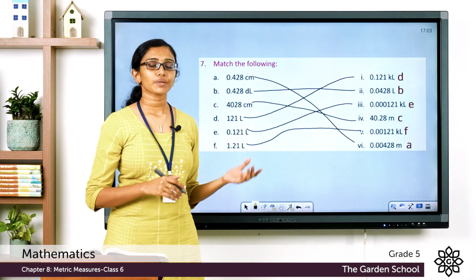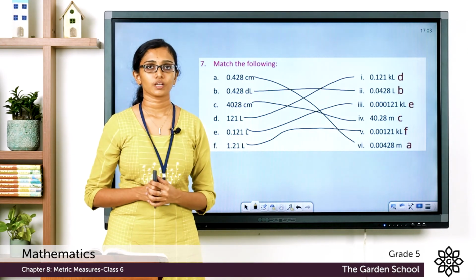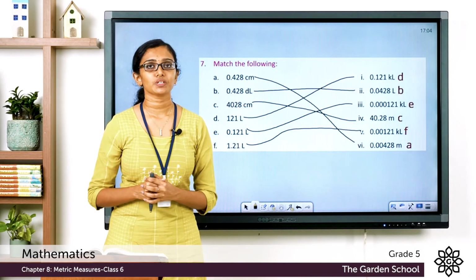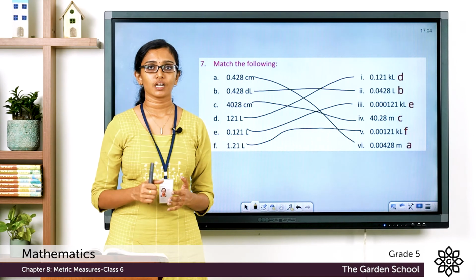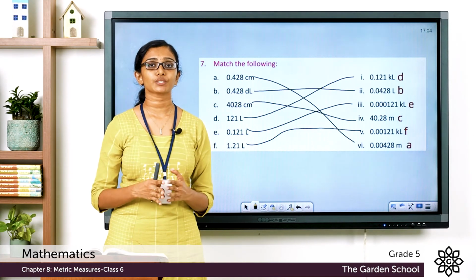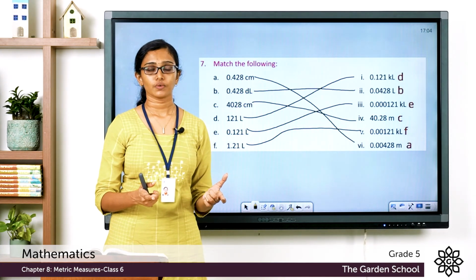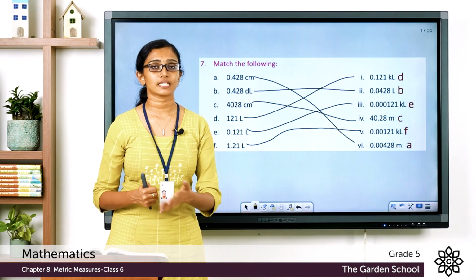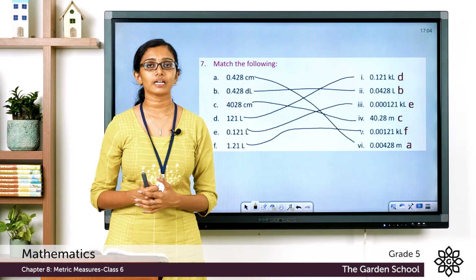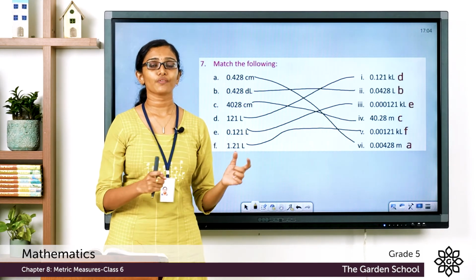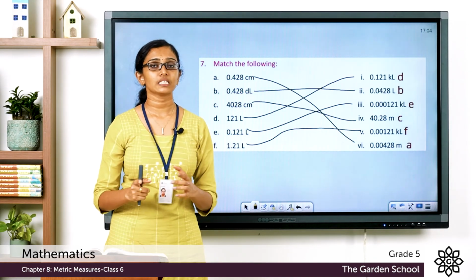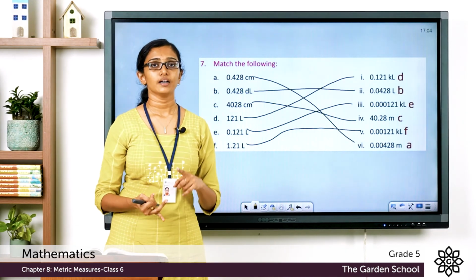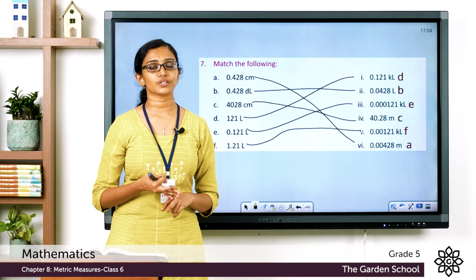I hope you are clear with all the questions we discussed today. We have to go through all the topics we learned in this chapter once again. Go through the conversion table again and again. If you know the meanings of the words of these units, for example, when you say kilo, it means 1000. When you say deca, it means 10. When you say deci, it means 1 by 10. So get to know the meanings of these words, and it will be very easy for you to remember the units in terms of meter, gram or liters.